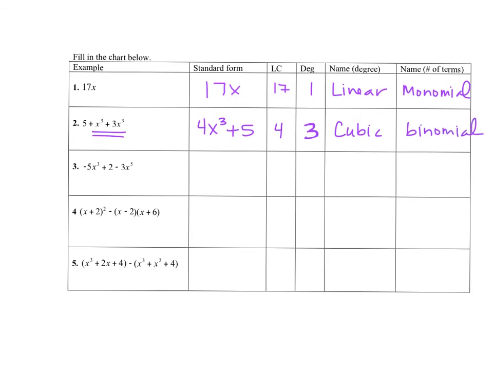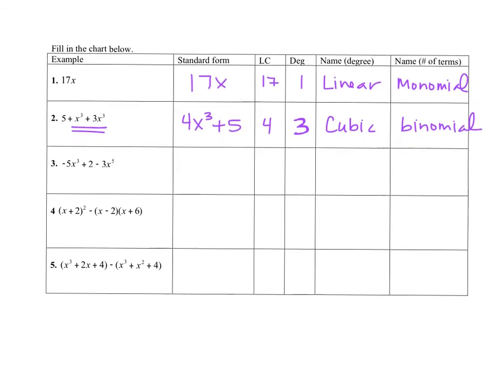Okay. Next one. Standard form would be what? Careful with negatives. Negative 3x to the fifth minus 5x cubed plus 2. You should have it in front of you while you're taking notes. My iPad is dead. Leading coefficient? Negative 3. Degree? 5, which we call a quintic. And that is what in terms of the number of terms? Trinomial.